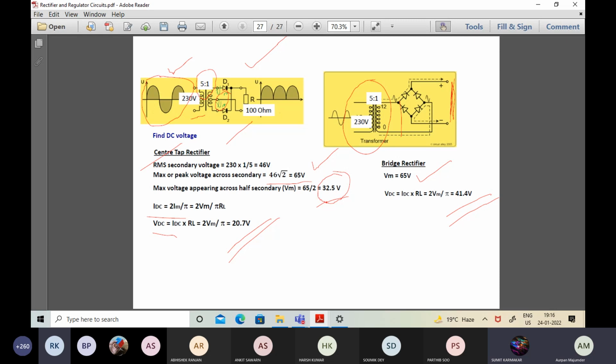No. We are talking about full wave rectification. It's not half wave rectification. So automatically that value should be equal to 2 Vm by pi only. But here the value of Vm is equal to 32.5, not 65. But in this case, the value of Vm is equal to 65. Okay, that is the difference.